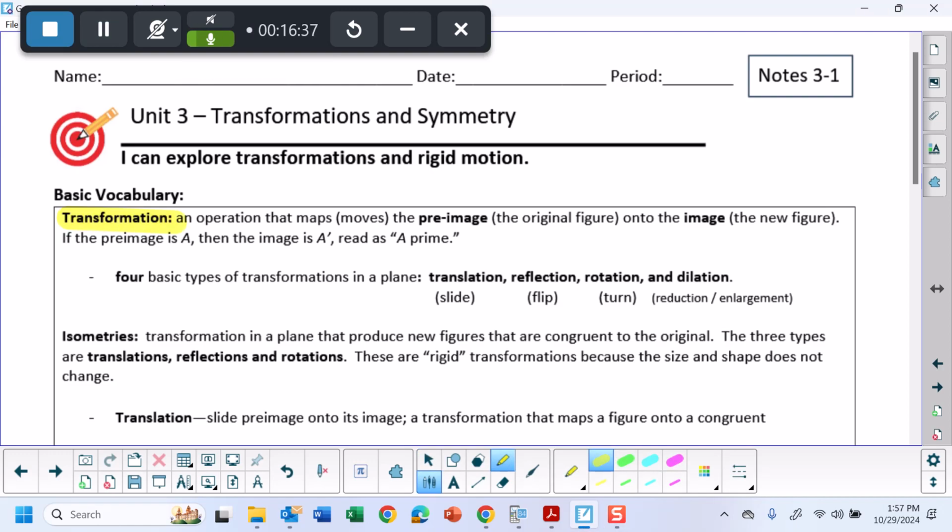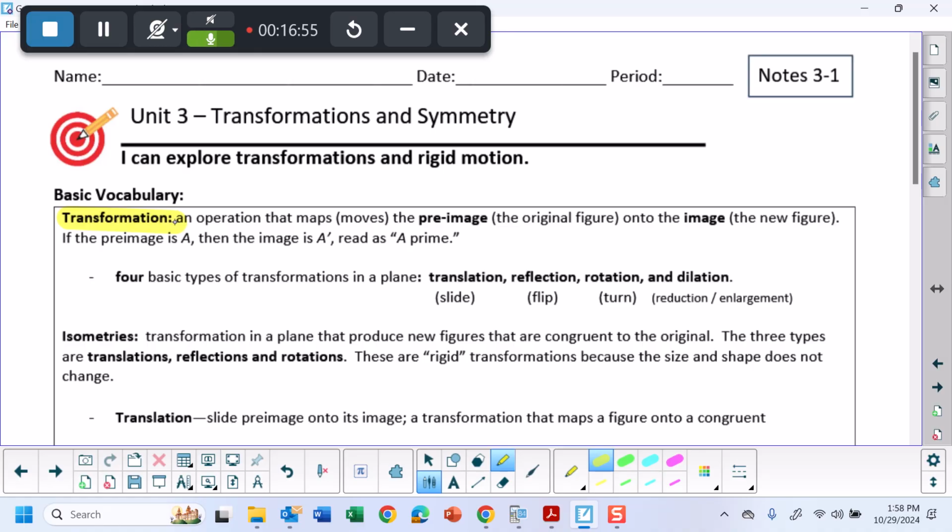A transformation. Now you may know what that means. When my kids were little, they played with a toy called Transformers, and it was a robot that became an airplane or something cool like that, right? So a transformation is some kind of change that ends up happening.